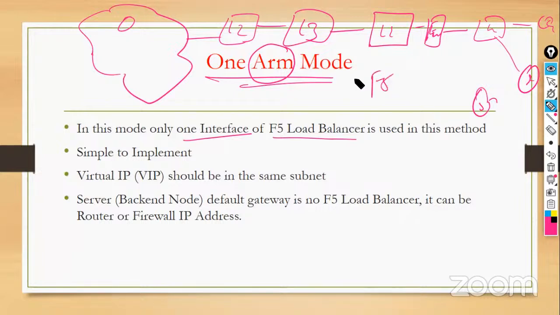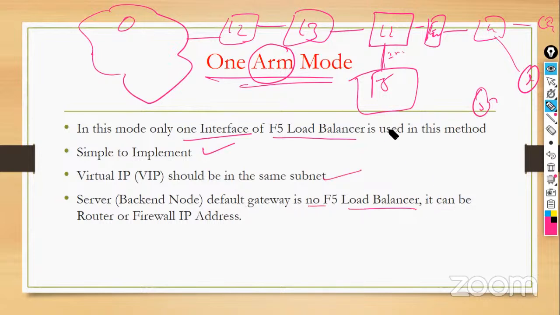What you did is you just configure the box here as an F5, but you are using only one interface. So this is called you are using it for inbound or outbound, or we can say incoming or outgoing. But we are using only one interface, so one interface means 1 arm only. This is simple to implement. Your virtual IP, meaning VIP, should be in the same subnet. Server backend node default gateway is not the F5 load balancer.